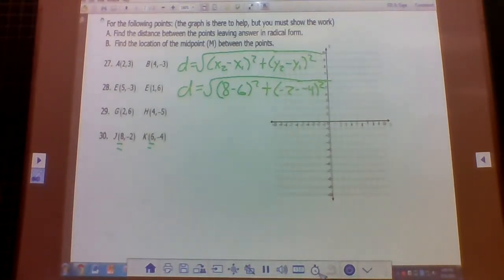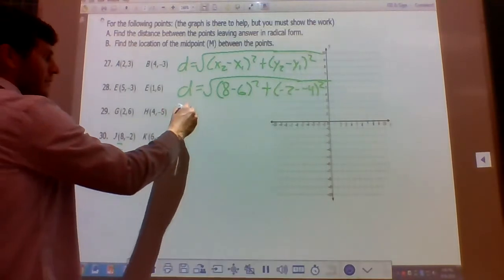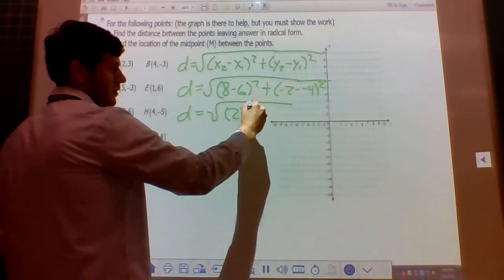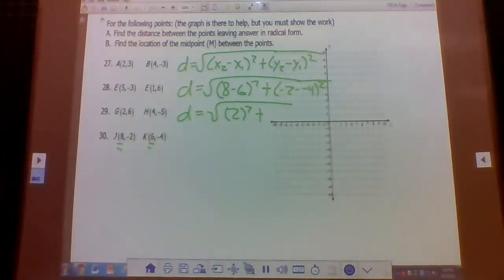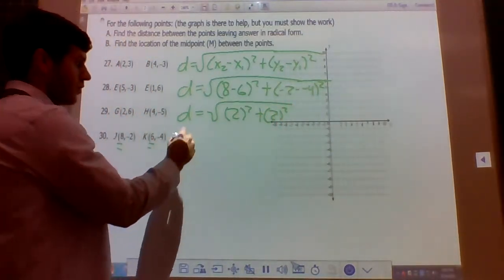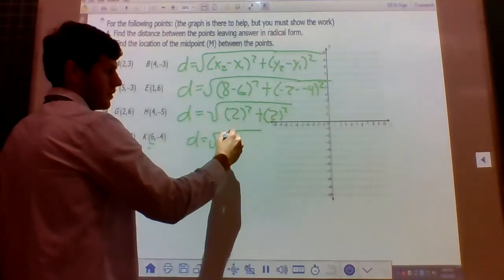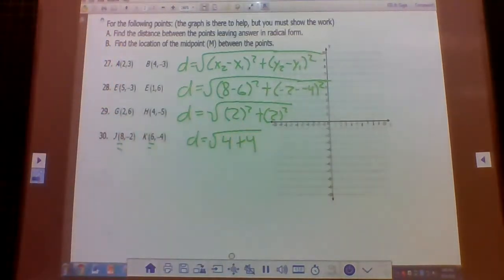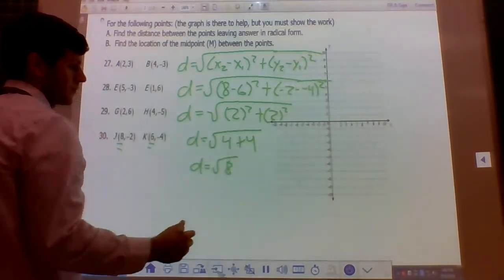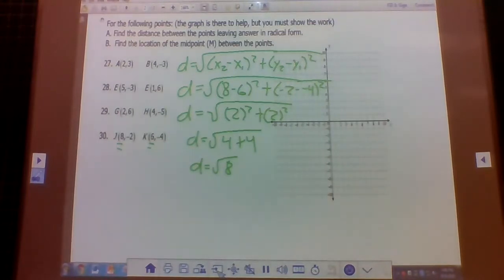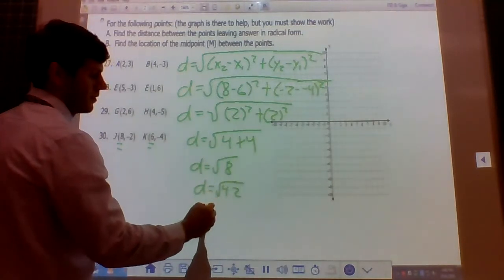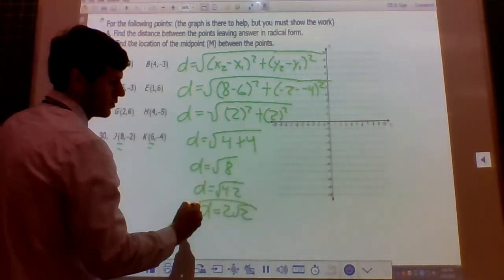Okay. So we have 8 minus 6 is going to give us 2. Okay, and then negative 2 minus the negative 4 is negative 2 plus 4, which is going to give us 2. So we have 4 plus 4, which is going to give us the square root of 8. Okay, which is going to give us 2 root 2.